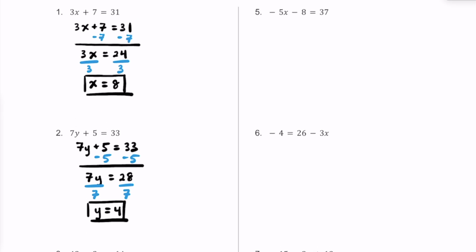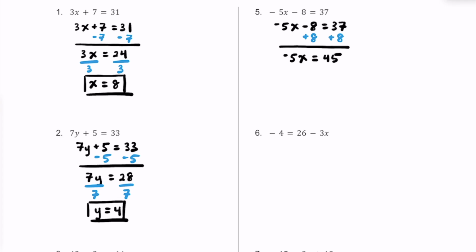For a fifth example, we have negative 5x minus 8 is equal to 37. So for our first step, let's go ahead and take care of this minus 8. We can get rid of that, or move it to the right side of the equation, by adding 8 to both sides of the equation. If we do that, we're going to get this negative 5x on the left side, and on the right side, we're going to have 37 plus 8, which is going to be positive 45.